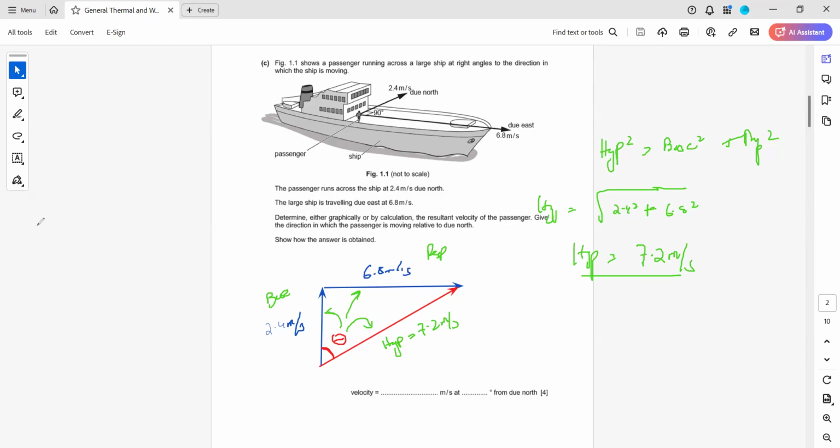You can use tangent theta, cosine theta or sine theta. Tangent theta is perpendicular divided by base. The perpendicular is 6.8 and the base is 2.4. If we need theta, it will be tan inverse of 6.8 divided by 2.4.